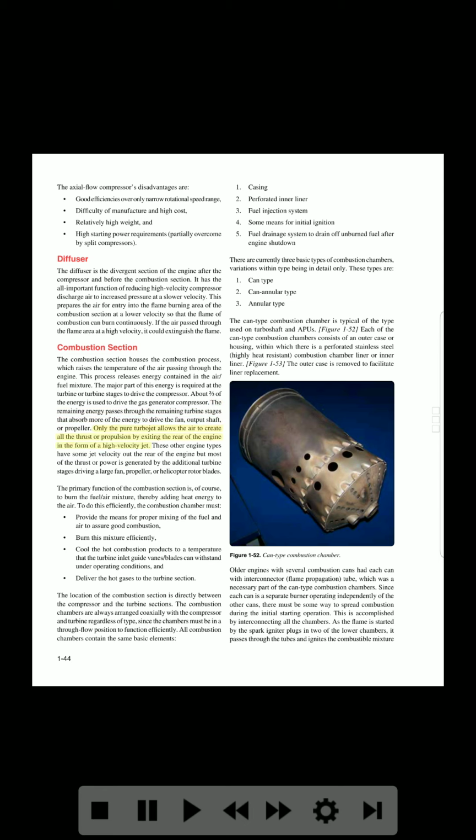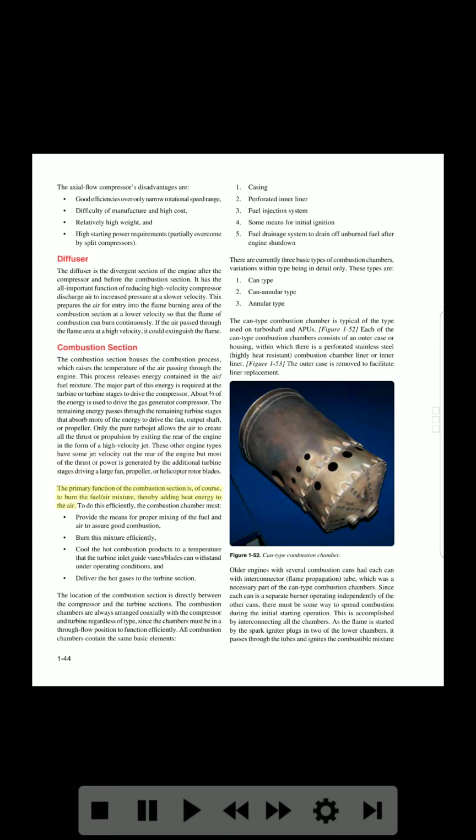Only the pure turbojet allows the air to create all the thrust or propulsion by exiting the rear of the engine in the form of a high-velocity jet. These other engine types have some jet velocity out the rear of the engine, but most of the thrust or power is generated by the additional turbine stages driving a large fan, propeller, or helicopter rotor blades.